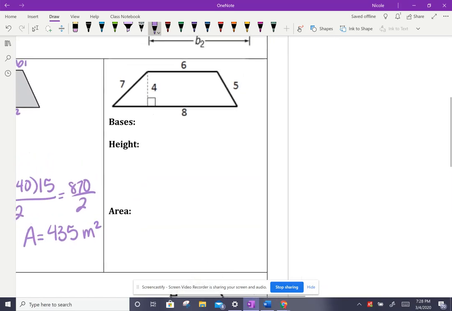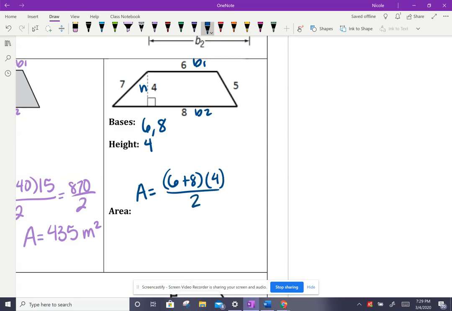All right, let's look at another. Okay, here we have bases, base 1, base 2, so 6 and 8. We have a height of 4, and so for area, we take 6 plus 8 times 4 over 2. 6 plus 8 times 4 is 56. We divide by 2, and our area is 28 units squared.